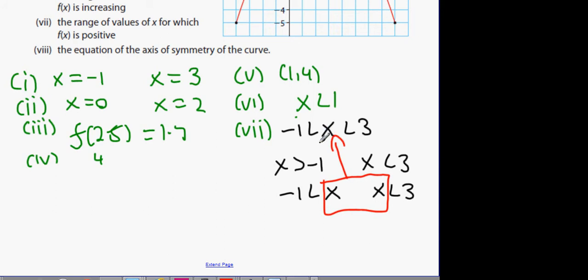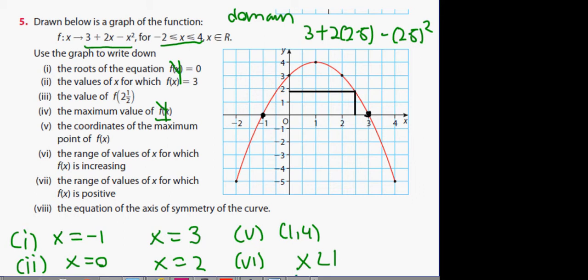Is that alright? Now guys, what about number 8? The equation of the axis of symmetry. Where's the axis of symmetry, guys? x equals 1. It's the line that goes down the middle. Okay, so x equals 1. See the way it cuts it in half? So it's x equals 1.